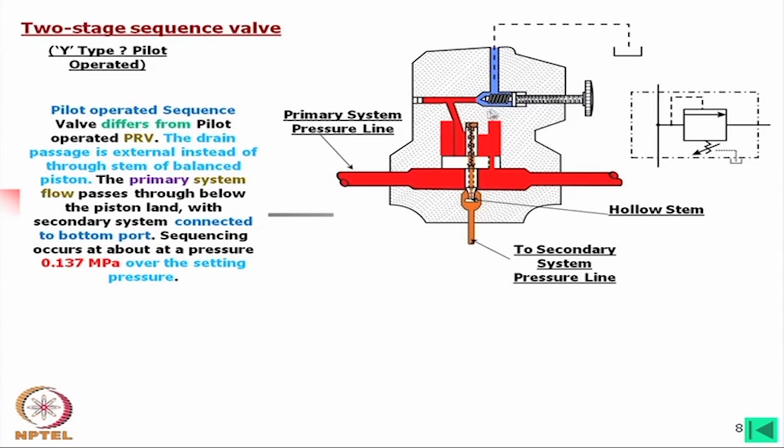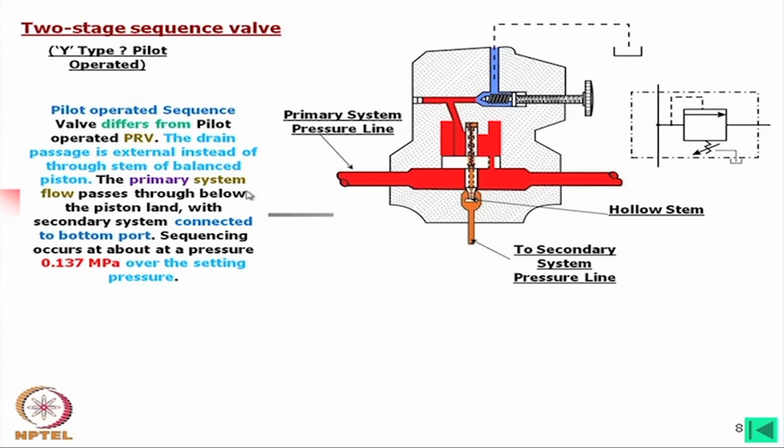In the venting system, this was connected to there. In the pressure relief valve also, this connection will be there. Let us read what it says. Pilot operated sequence valve differs from pilot operated PRV. The drain passage is external instead of through the stem of the balance piston. This is called the balance piston.